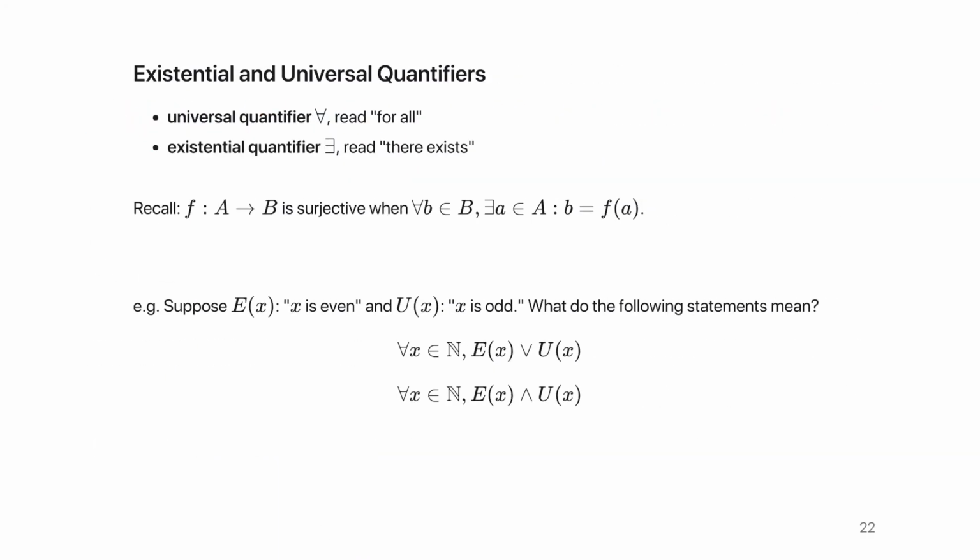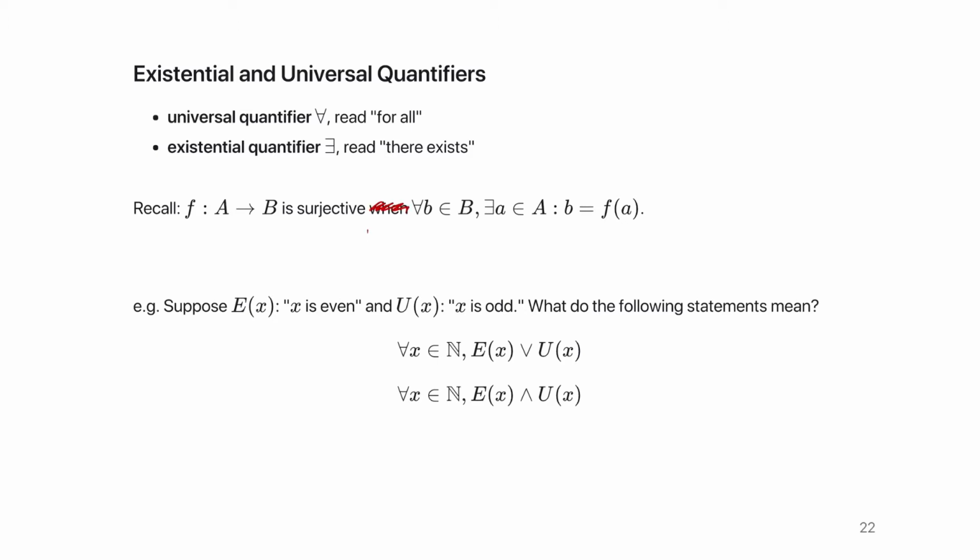Cool. I think we'll actually finish today. Next, we'll talk about existential and universal quantifiers, which we actually have seen before when talking about the definition of a surjection. Okay? So we have two. We have the universal quantifier, which is the upside down A that we've seen, which means for all. And we also have the existential quantifier, the backwards E, which reads there exists. Okay, so we have for all and there exists. And so remember, we said that a function mapping from domain A to codomain B is surjective.